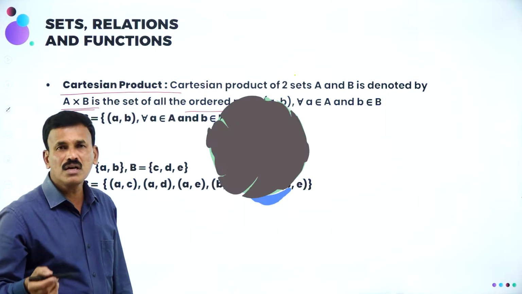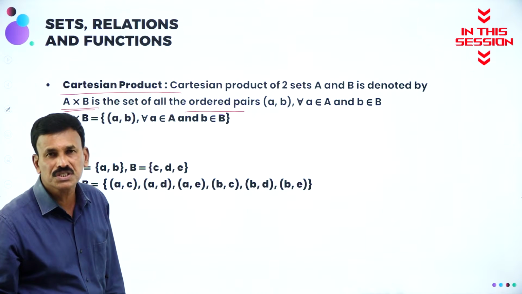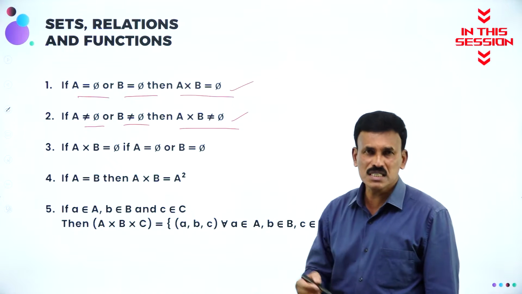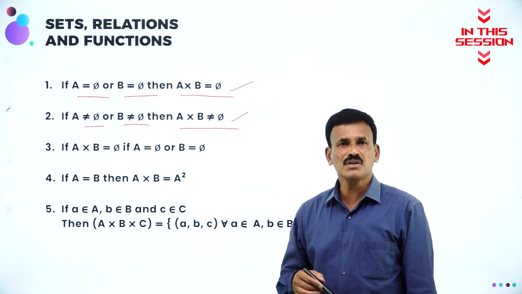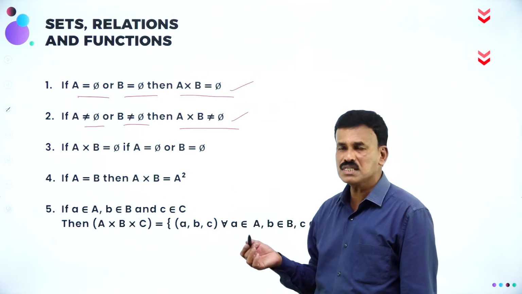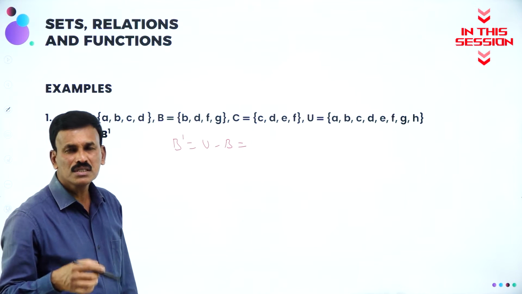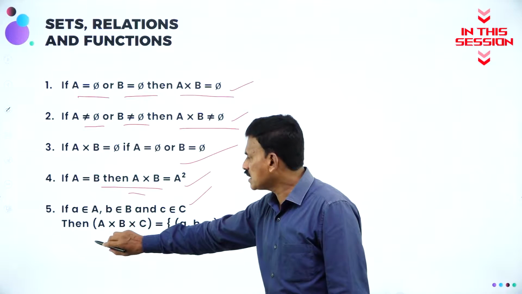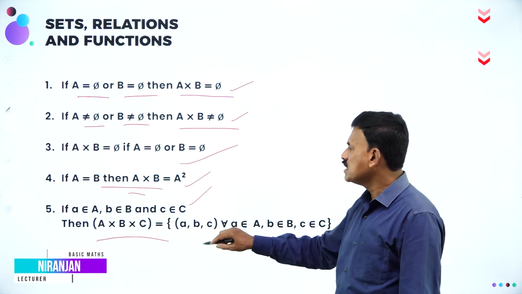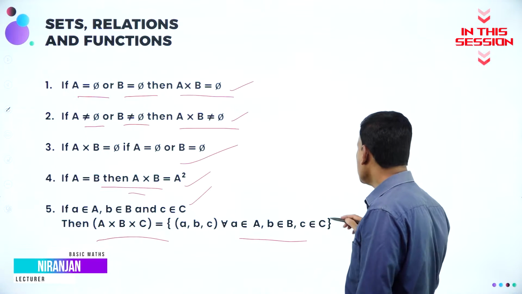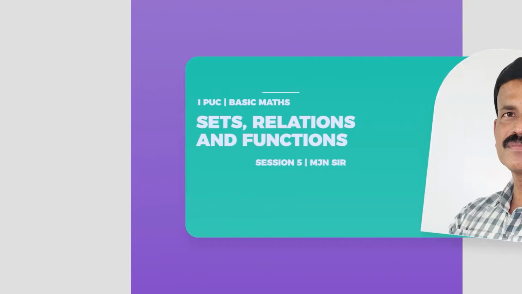The set of all ordered pairs is called the Cartesian product, denoted as A × B. If A and B are null sets, A cross B is also a null set. If A and B are not null sets, then A cross B is also not a null set. All the elements of the set which are in U but not in B, that is called the complement of B. A cross B cross C can also be written as (a, b, c) for all a belongs to A, b belongs to B and c belongs to C.